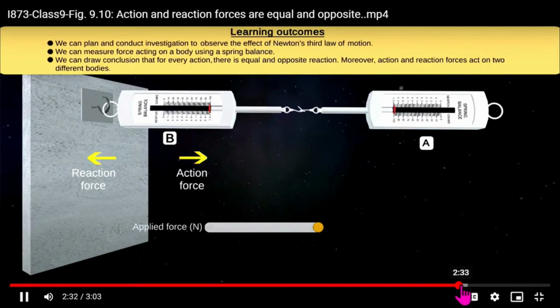Learning outcomes. We can plan and conduct investigation to observe the effect of Newton's third law of motion. We can measure force acting on a body using a spring balance. We can draw conclusion that for every action there is equal and opposite reaction. Moreover, action and reaction forces act on two different bodies.